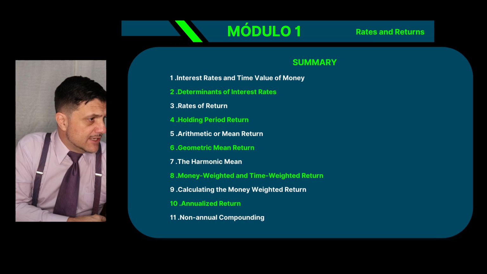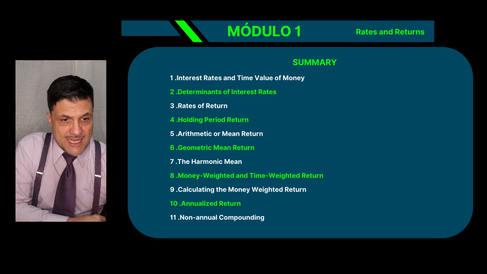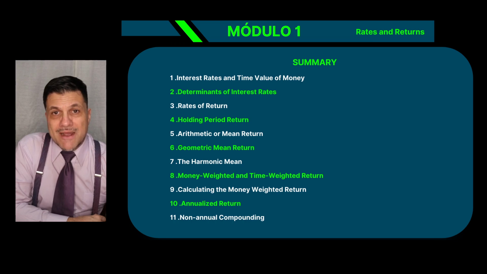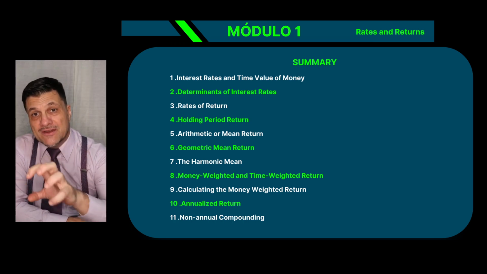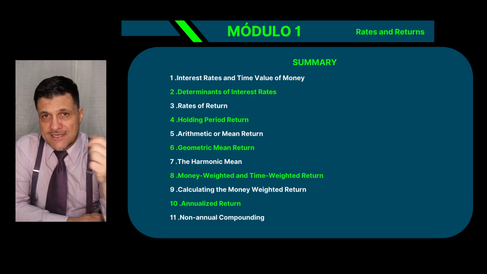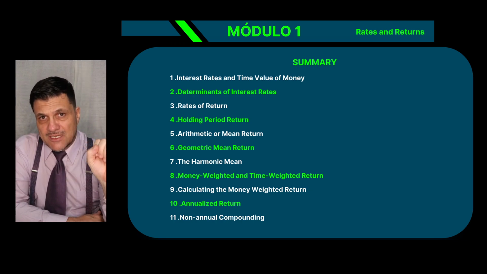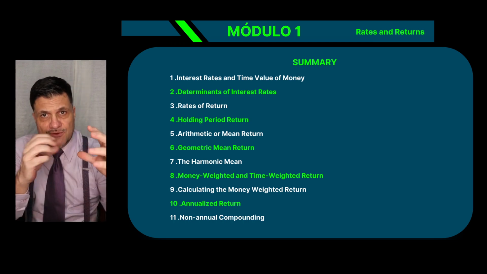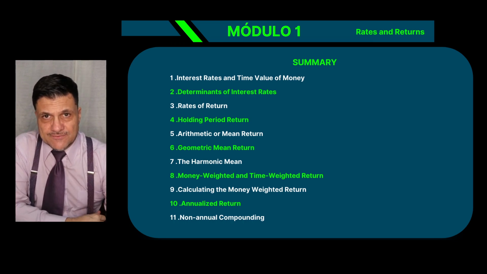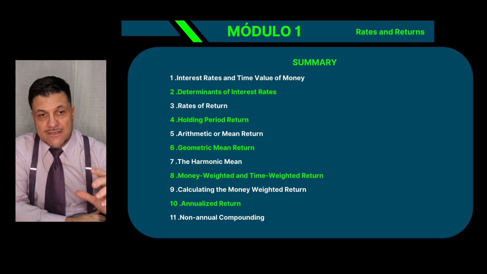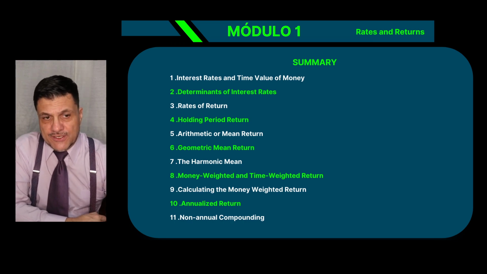All right, next one here that I have is the money weighted and the time weighted return. So money weighted return takes into consideration the money per year in an account, let's say, of an investment. So how much money was in and out in year one? How much money was in and out in year two? With that, you can have a better average of your returns based on the amount of money that you had per year.